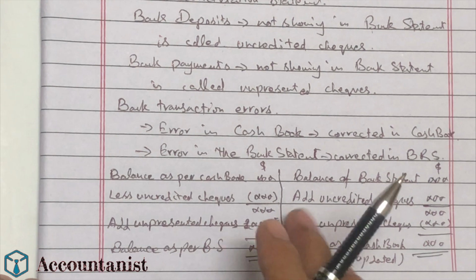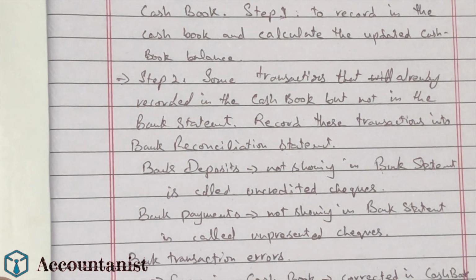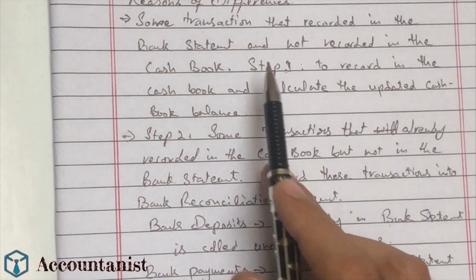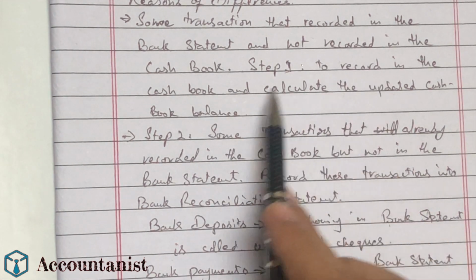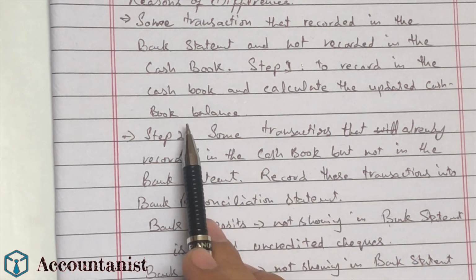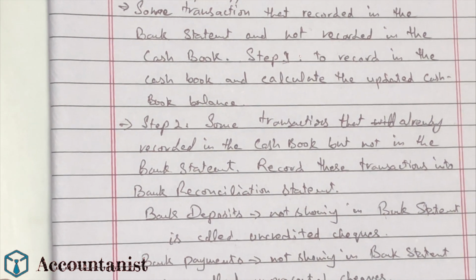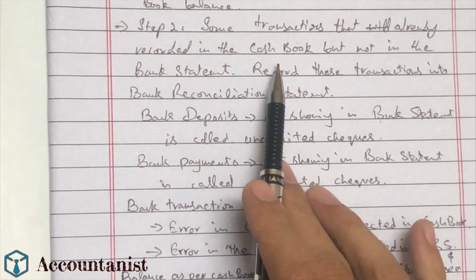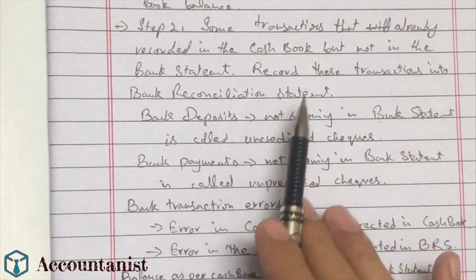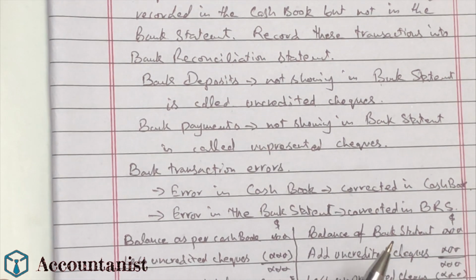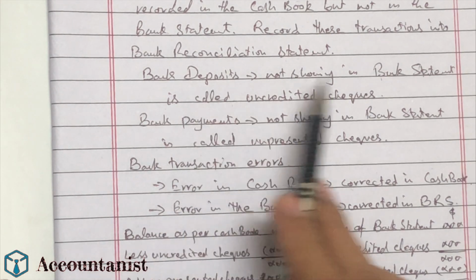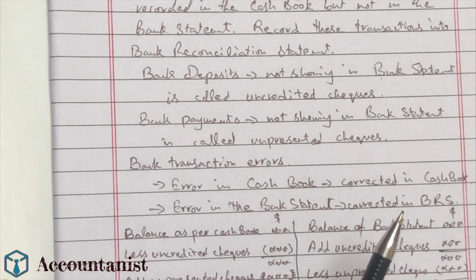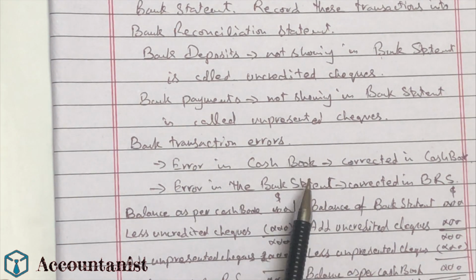So first of all, I'm going to repeat this step. Here's step 1: we have to identify the transactions that are not recorded in the cash book. We'll record them and make the updated cash book balance. The second step is we have to identify the amounts or transactions that are recorded in the cash book but not in the bank statement. So we'll make the bank reconciliation statement. Anything that we deposit not showing in the bank statement we call uncredited checks, and any payments not showing in the bank statement are called unpresented checks.